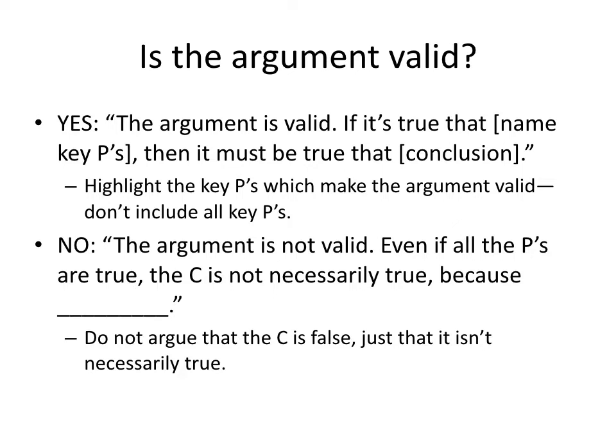So it's really important when you're doing evaluation to not give your opinion of the conclusion, because that's really irrelevant. What we're really looking at is the way the premises support that conclusion. And so you want to stay focused there. What we're really saying when we're saying an argument isn't valid is that the premises are not enough to ensure that the conclusion is true.